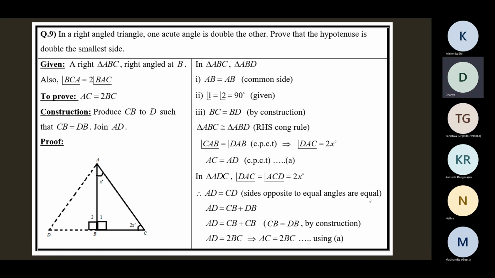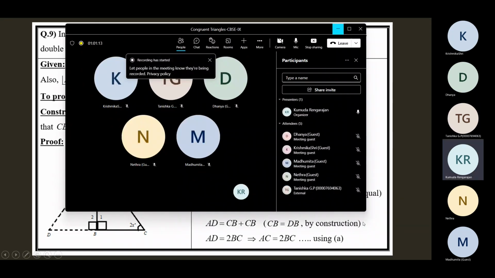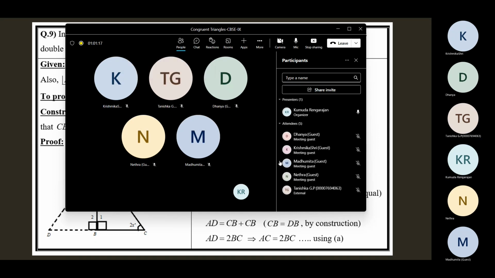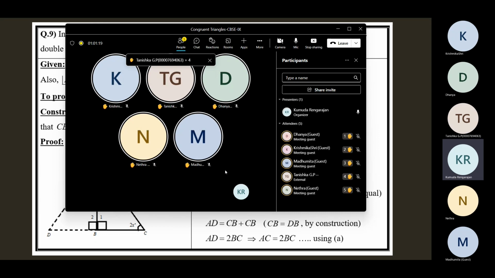Yes, ma'am. Good, children. Class, use the emoji. Raise your hand. Very good. Danya, Krishmika, Shri, Tanishka, Netra, and Madhumita. Very good. All right, children.